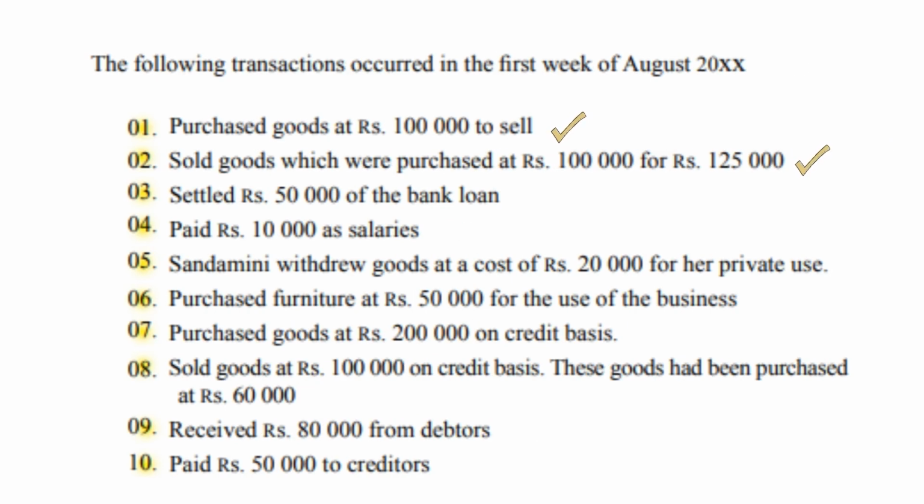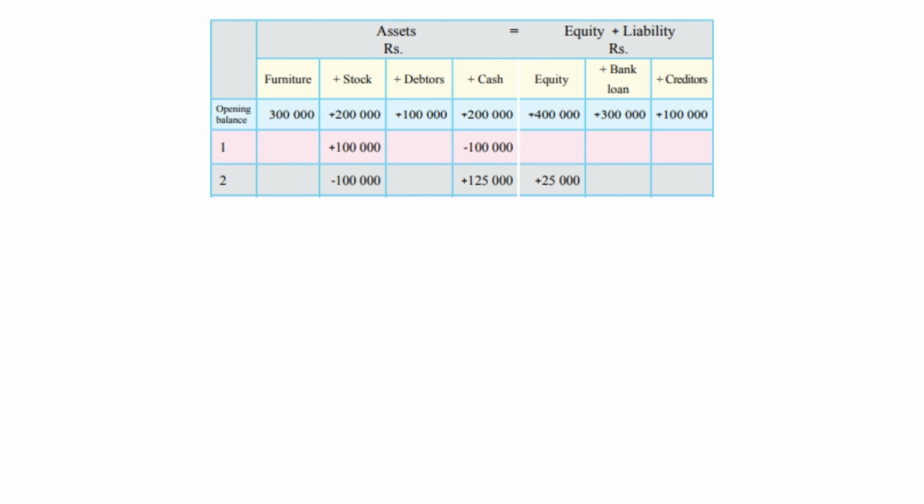Then the next one is sold goods which were purchased at rupees 100,000 for rupees 125,000. Now here the goods worth rupees 100,000 is sold for rupees 125,000. So here rupees 25,000 is profit, an income. And we are receiving 125,000 of cash. So here, since goods are going out from the business, minus 100,000 in stocks, and plus 125,000 cash, so that 25,000 of profit is also added under equity. So now you can see both sides are equal, that is 25,000.